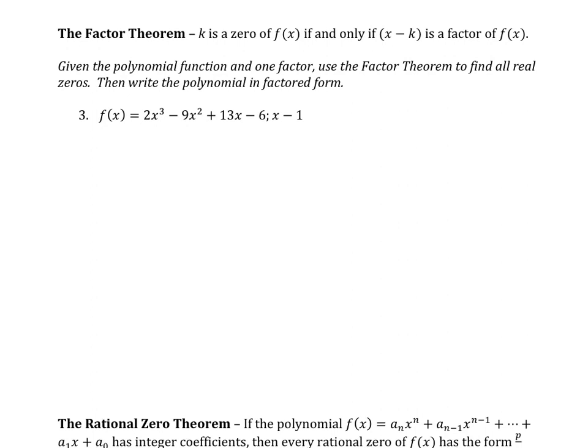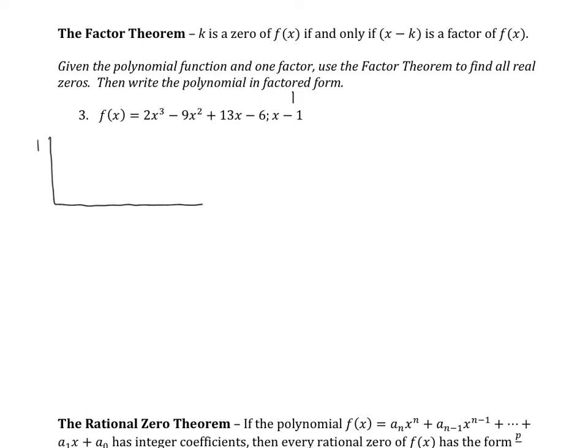All right, next we have the factor theorem. So k is a 0 of f of x if and only if x minus k is a factor of f of x, which means the remainder is 0. Okay? So, given the polynomial function and one factor, use the factor theorem to find all real zeros, then write the polynomial in factored form. Okay, so first we're going to be dividing by 1, that's the 0.